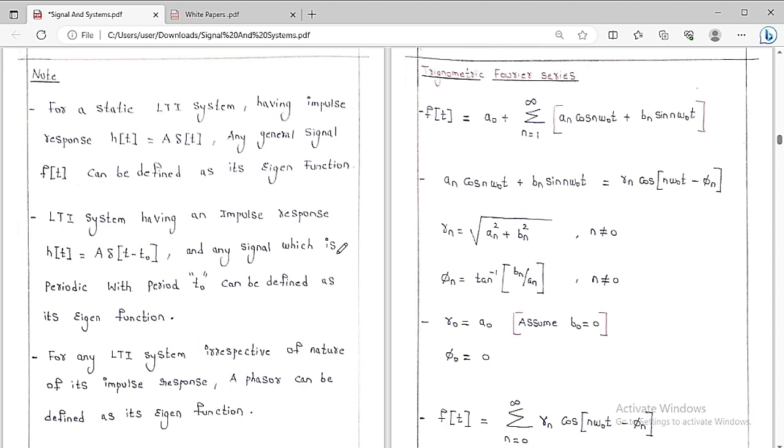f(t − t0) is nothing but f(t) only. So therefore, here the output is a scalar multiple of the input. So we can say it is an eigenfunction.